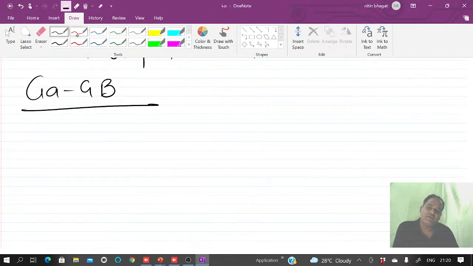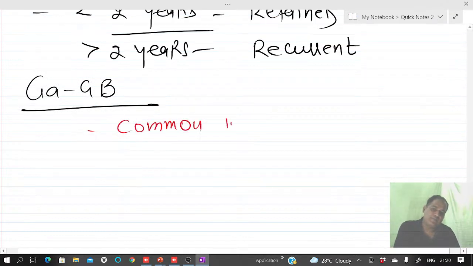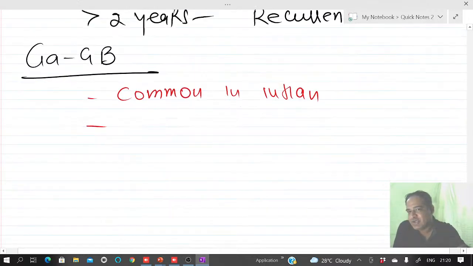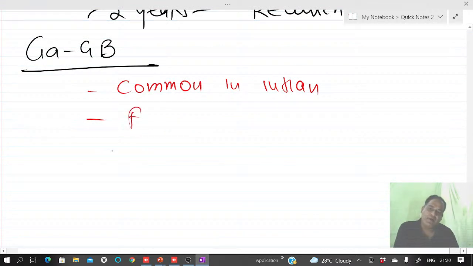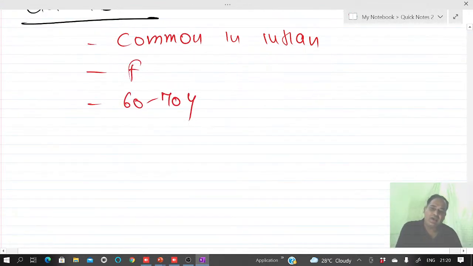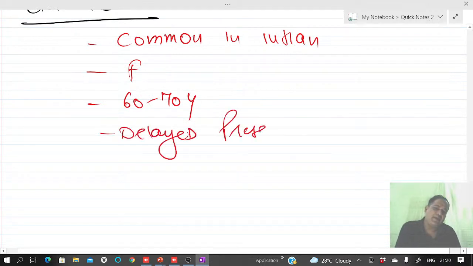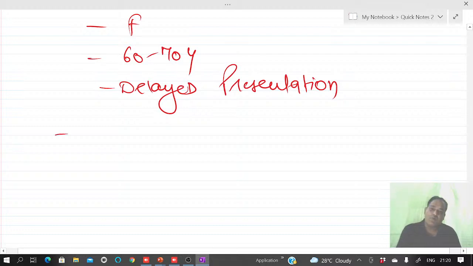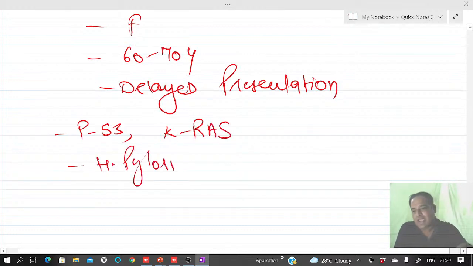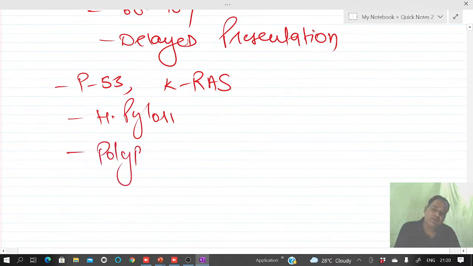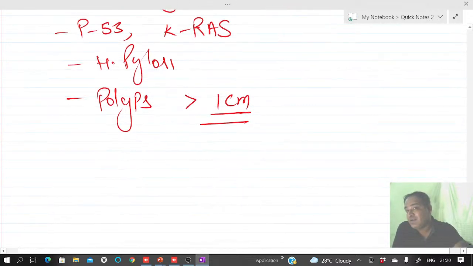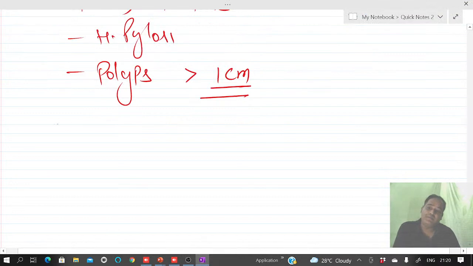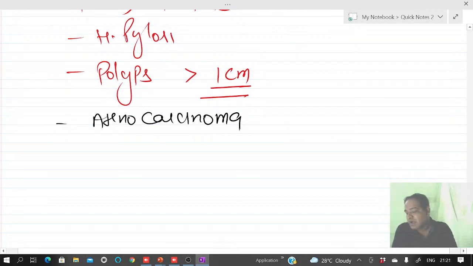Carcinoma gallbladder. So it is common in the Indian subcontinent, especially North India, common in females, common by 60 to 70 years of age. Remember, there is often delayed presentation, so the prognosis is extremely poor. P53 and KRAS mutation, H. pylori, fine. Gallbladder polyps more than 1 centimeter are risk factors. Most commonly it is adenocarcinoma.